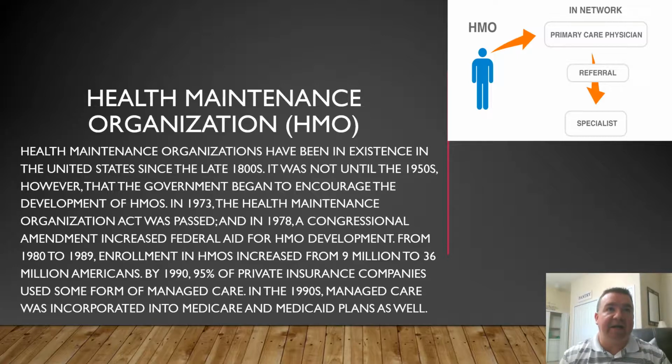By 1990, 95% of private insurance companies use some form of managed care. That's in the 1990s. That's when the government said, "Hey, we can do this. We're going to put our Medicare and Medicaid patients on this." That's again what we have. And as you can see up in the slide here, HMO equals in-network primary care physician. They've got to refer to a specialist, and then you can see them.